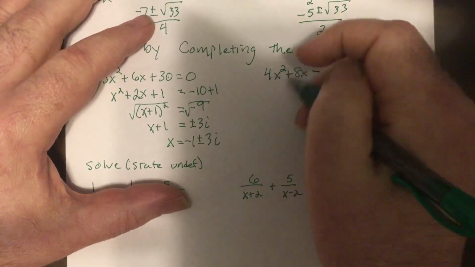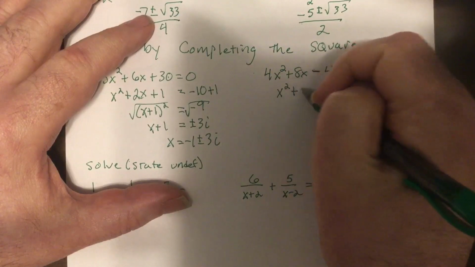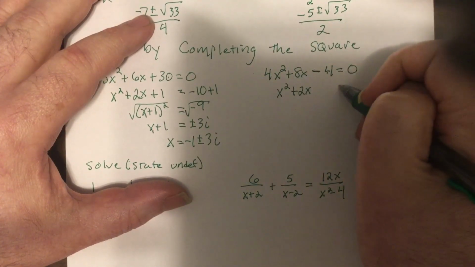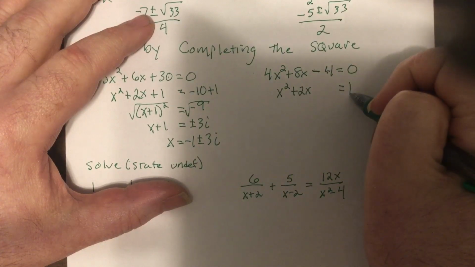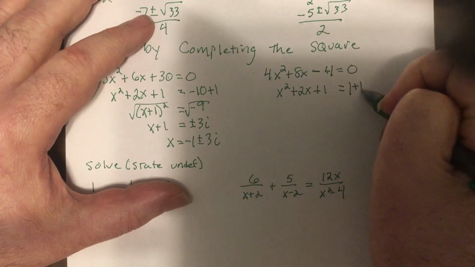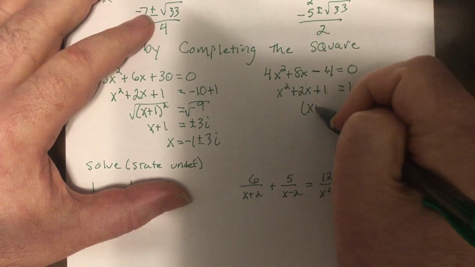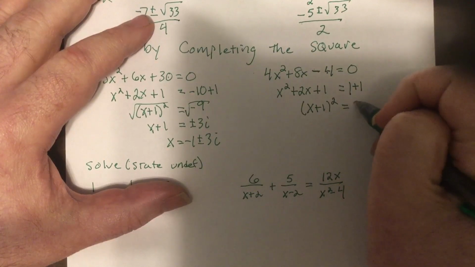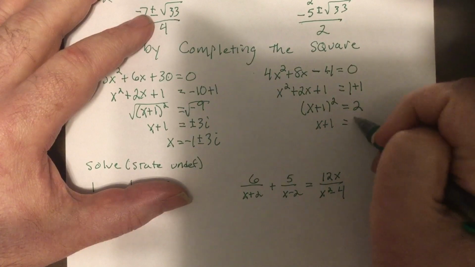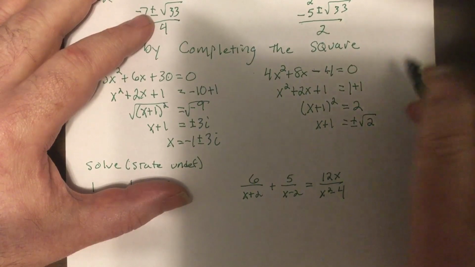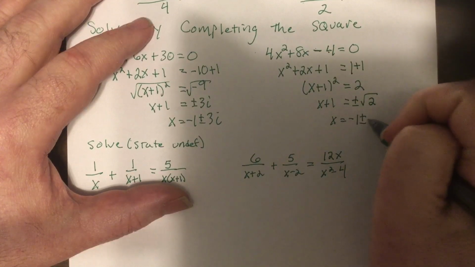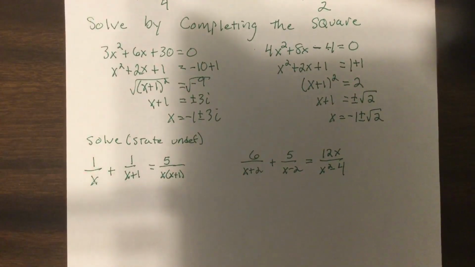So here, divide everything by 4. Now, 4 divided by 4 is 1. I'm going to add 1 to both sides. So half of 2 is 1. 1 squared is 1. Add 1 to both sides. Factor x plus 1 squared equals 2. Square root x plus 1 equals plus or minus square root of 2. Subtract 1, x equals negative 1 plus or minus square root of 2.